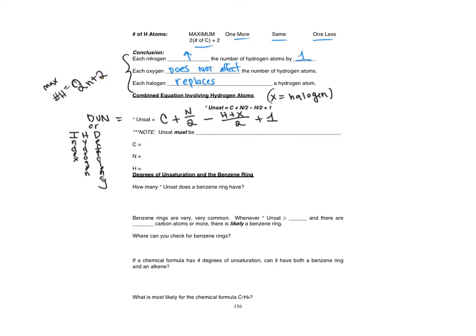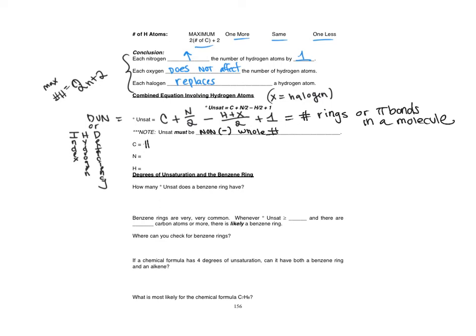And so, what does that tell us? This equals the number of rings or pi bonds in a molecule with that formula. If you do this math and you get a negative number or a fraction, you did something wrong. So it must be a non-negative whole number.